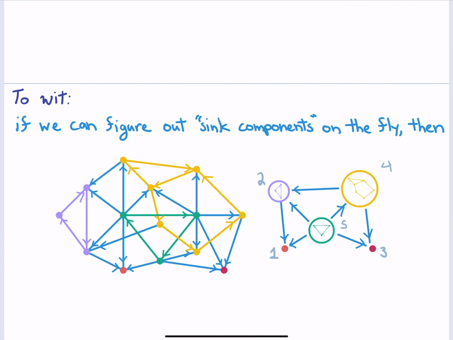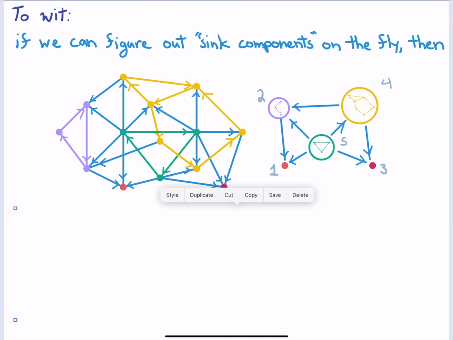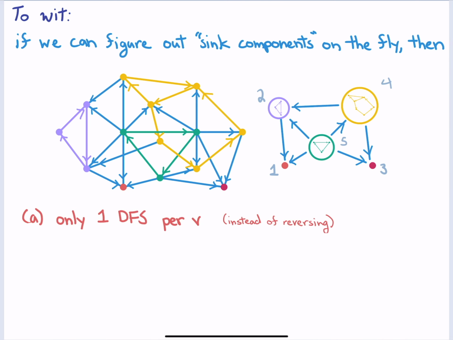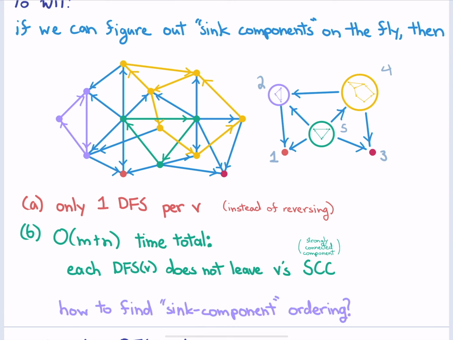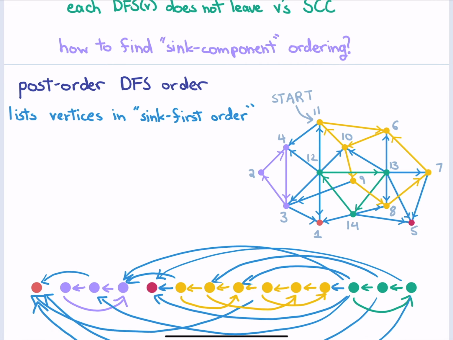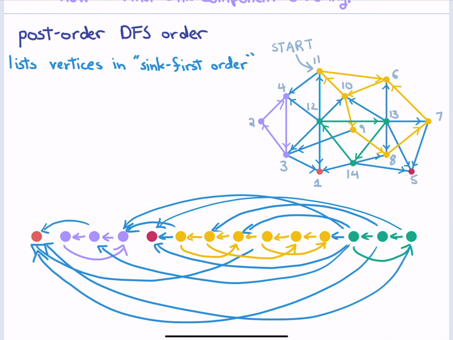All right, so if I can figure out the sink components, then I only need to run one depth first search, and it's only going to take linear time total. And the only question is, how do I find the sink component style ordering? Any ideas? Let's look at our post-order traversal again.